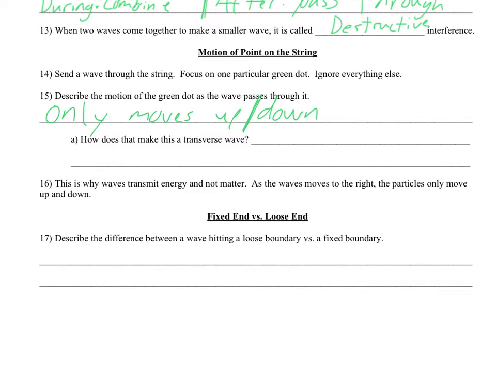Now, why does that make it a transverse wave? Well, the wave is moving to the right. So we'll say the wave moves right. A little semicolon in there. Moves right. Okay. And the particles move up and down. So the direction of the wave and the direction of the particles on the wave are perpendicular to one another. Therefore, it's a transverse wave. Okay, I'm not going to write all that down, but hopefully you're listening.